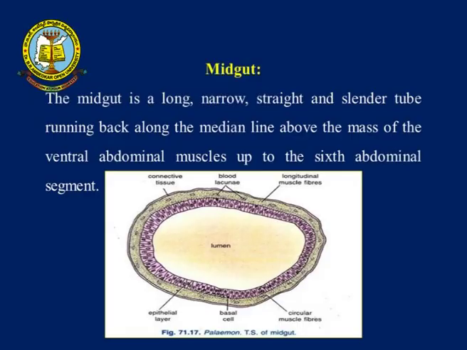Now, how does the midgut look? The midgut is a long, narrow, straight and slender tube running back along the median line above the mass of the ventral abdominal muscle up to the 6th abdominal segment.